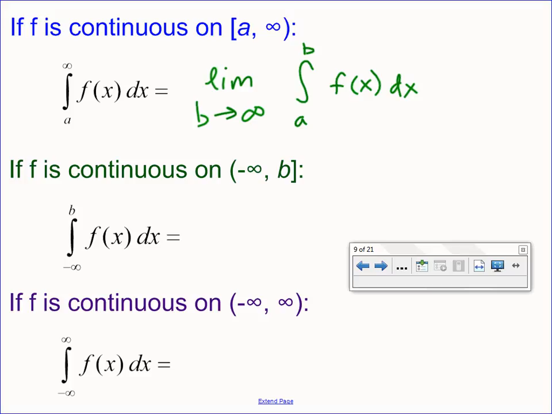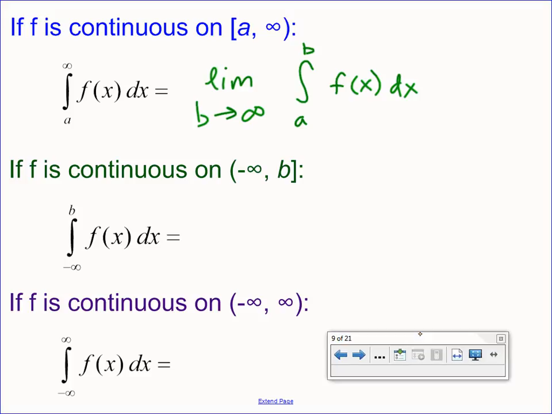Next limit, you guys need to rewrite. Suppose that my function is continuous on negative infinity to b. If my function f is continuous on negative infinity to b, I'll try to evaluate that improper integral, the integral from negative infinity to b of f of x with respect to x, by letting my lower limit, in this case a, approach negative infinity. Because I know how to evaluate the integral from a to b of f of x with respect to x.